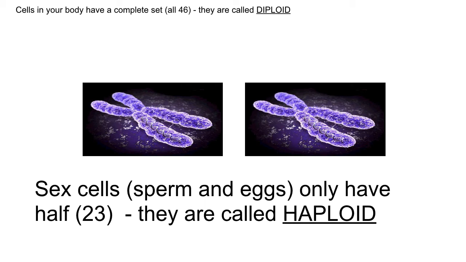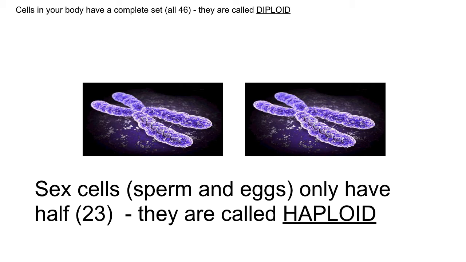So cells in your body have a complete set of 46 chromosomes, right? Somatic cells, 23 pairs. And a term that you need to know is diploid. Di meaning two, and that's referring to two sets, right? So two sets of 23 chromosomes is going to equal 46 total chromosomes, and cells with 46 are known as diploid.